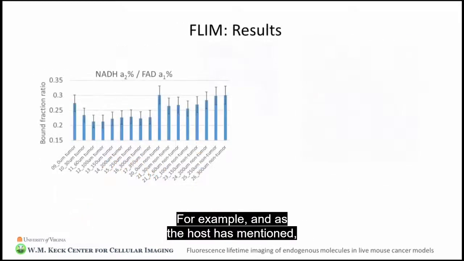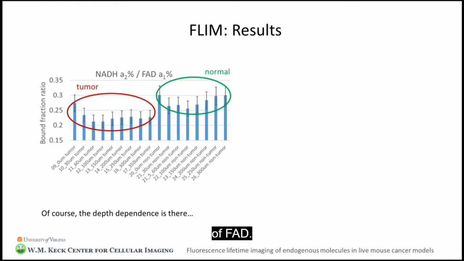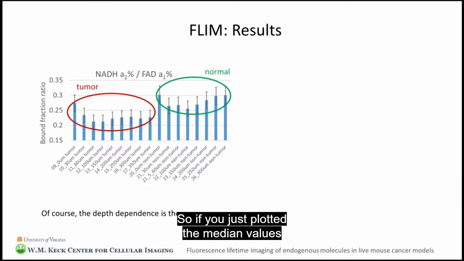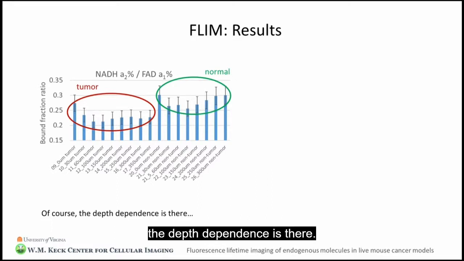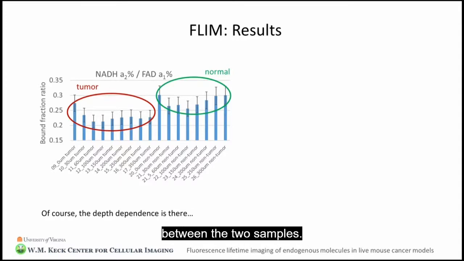For example, as Horst has mentioned, our redox ratio that we focus on now is the ratio of the bound fraction of NADH and the bound fraction of FAD. So if you just plot the median values from the histograms, one thing you can see, of course, is that the depth dependence is there. This is the tumor mouse and this is the normal mouse. But you can also see quite significant differences between the two samples.